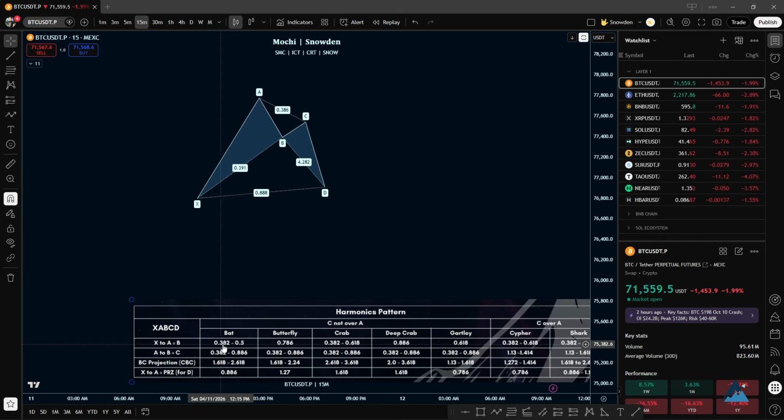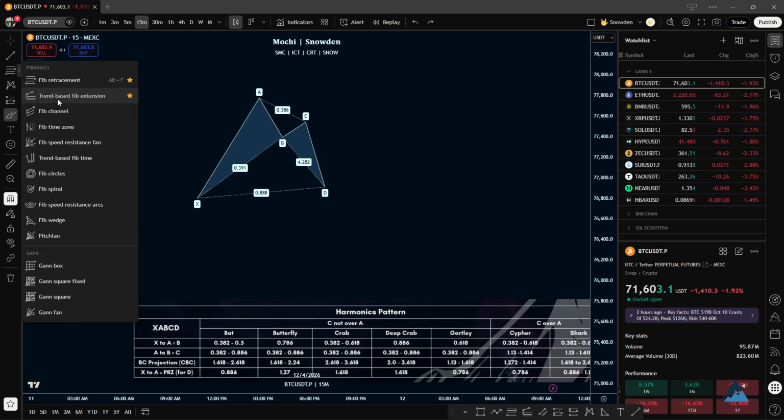Now, pasok ba tayo sa sukat ng 382 sa B leg? Yes. Ito yung B leg natin. Pasok siya. What about the C leg? Ito, pasok din naman dito. Then, the reversal zone, 886. Malapit. That's okay. Ngayon, meron tayong BC projection, which is hindi natin ginagamit to, di ba? Yung pangatlo. Ganito yan, guys.